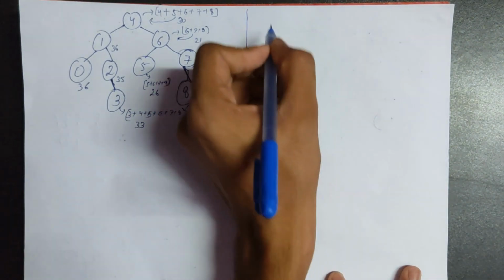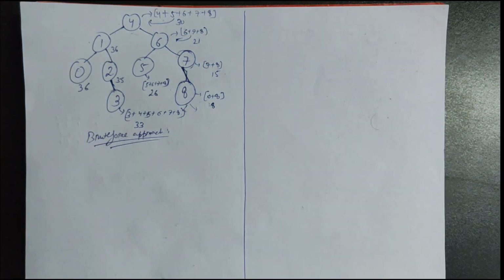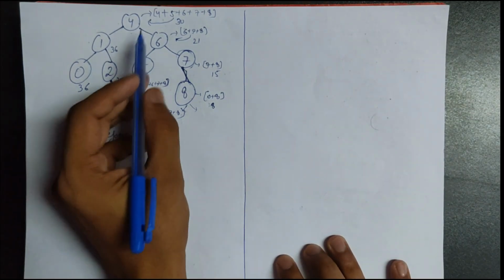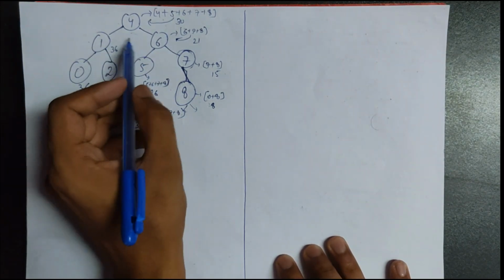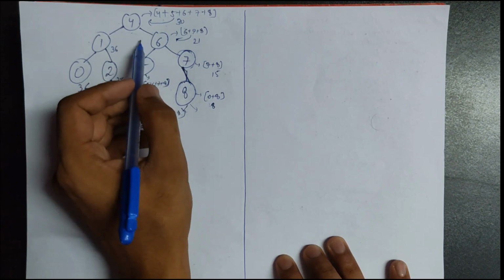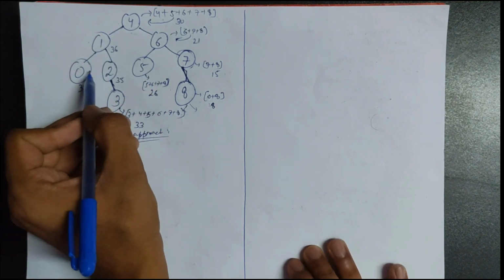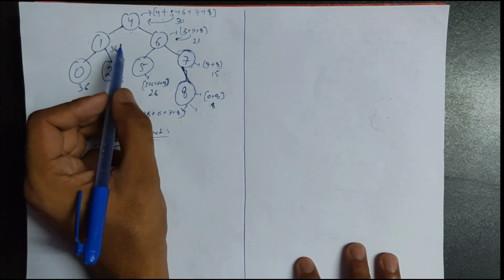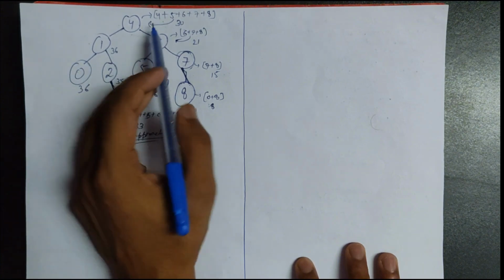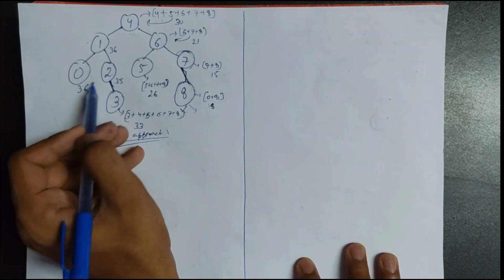So what can be the brute force approach? Okay, so the brute force approach will be simple: traverse this whole binary tree, check all the values which are greater than the current value, sum all of them, add to the current value and push to the node.